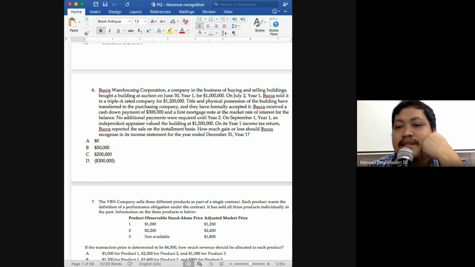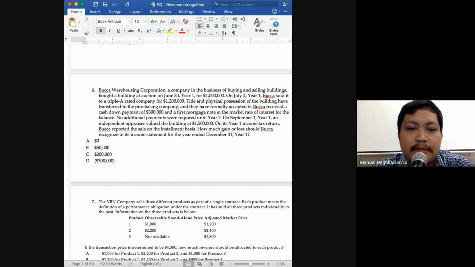So how much was the selling price? 1,200,000. And what was the cost of the building to us? It is 1 million. So the gain on the part of the seller is 200,000. So the answer here would simply be letter C. We'll have examples on recognizing revenue over a period of time down the road.